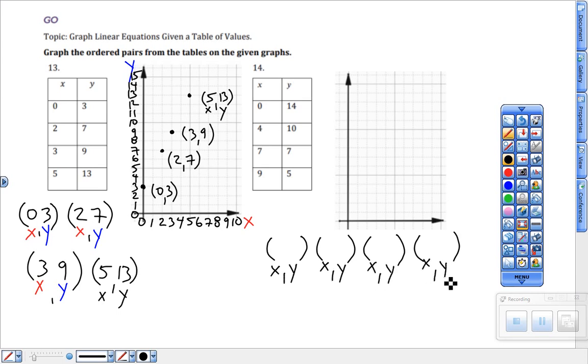It helps sometimes to write these as coordinates so you could take the data from the table and write it clearly as a 0 for X, 14 coordinate, 0, 14. Okay, your X numbers, I'm going to count 0 to 10 again. The Y numbers, I'm going to count.